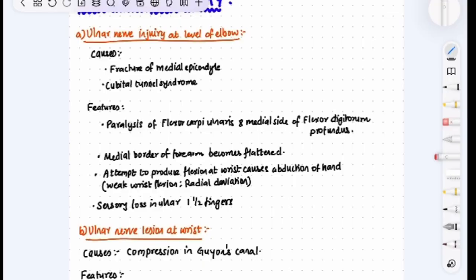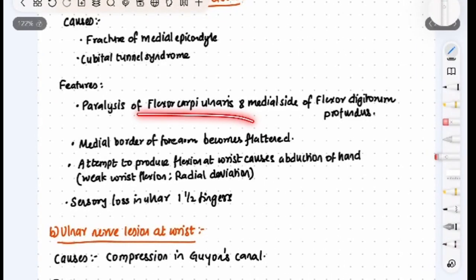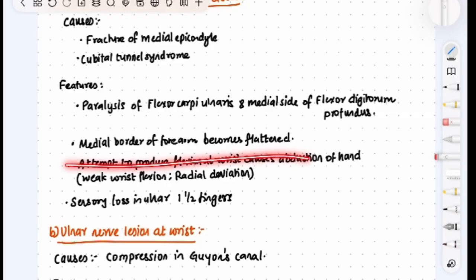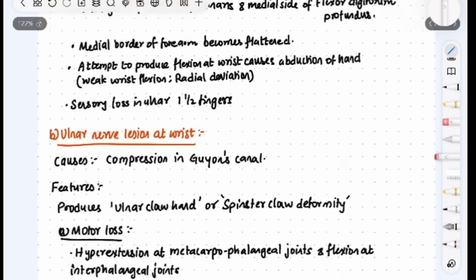If the injury is at the level of elbow, repeat it with me, guys. There will be paralysis of flexor carpi ulnaris and medial side of flexor digitorum profundus with flattened medial border of forearm, with weak wrist flexion and radial deviation, and sensory loss in ulnar side of 1.5 fingers.